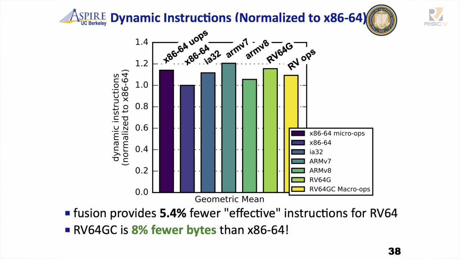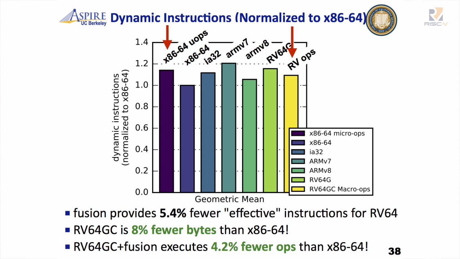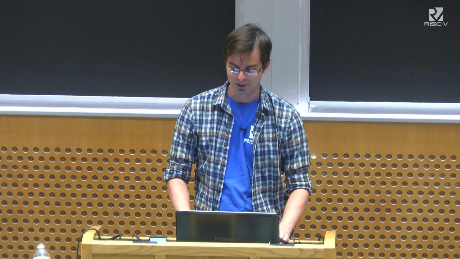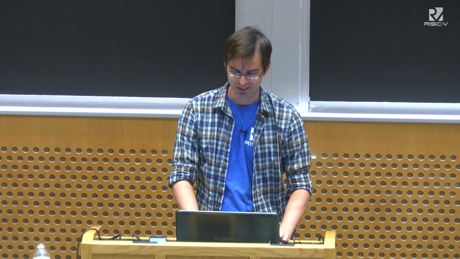So before, we were already 8% fewer instruction bytes than x86-64, and now, when we compare the micro-ops, we are 4.2% fewer operations than x86-64. So here we are, a RISC ISA that is denser than the other CISC ISAs and has fewer operations. It'll be higher performance. So this is not what I was expecting when I was taking this data to see this kind of an outcome.